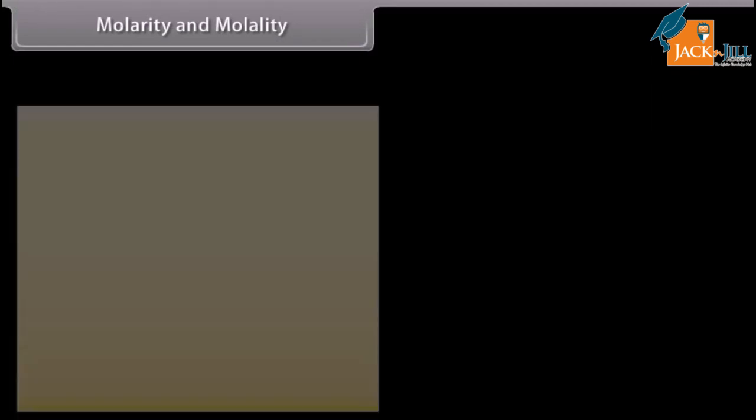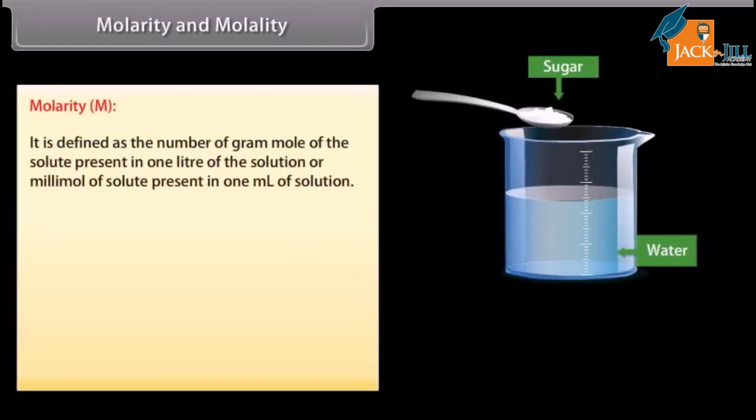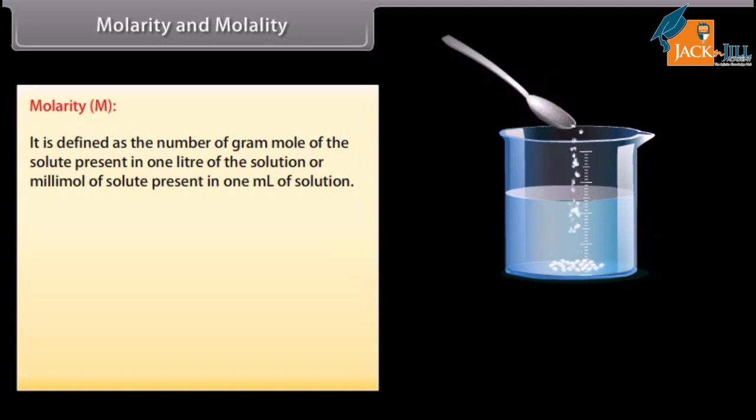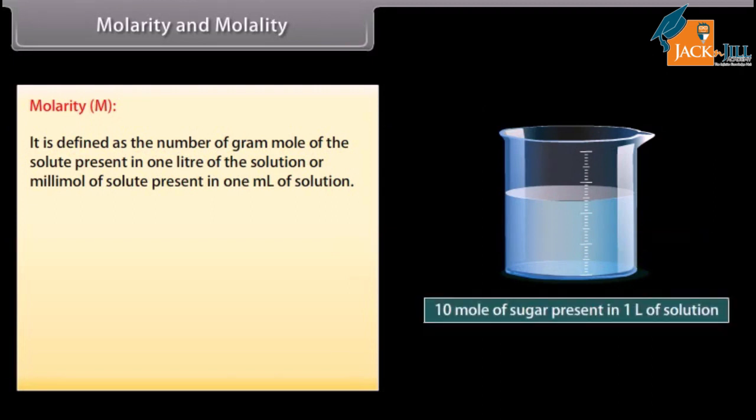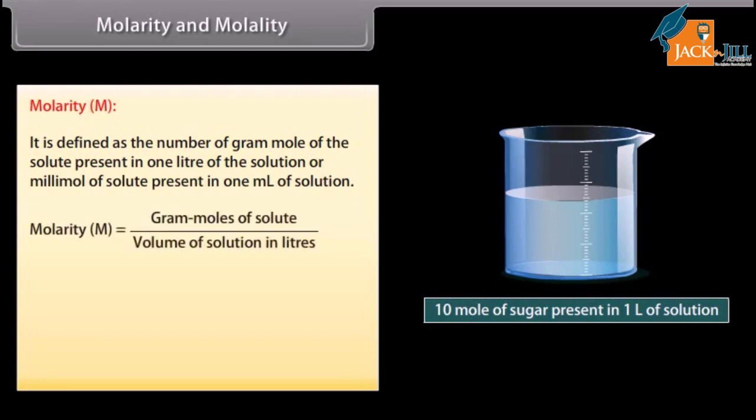Molarity and molality. Molarity. It is defined as the number of gram mole of the solute present in 1 liter of solution, or millimole of solute present in 1 ml of solution. It is represented by M.